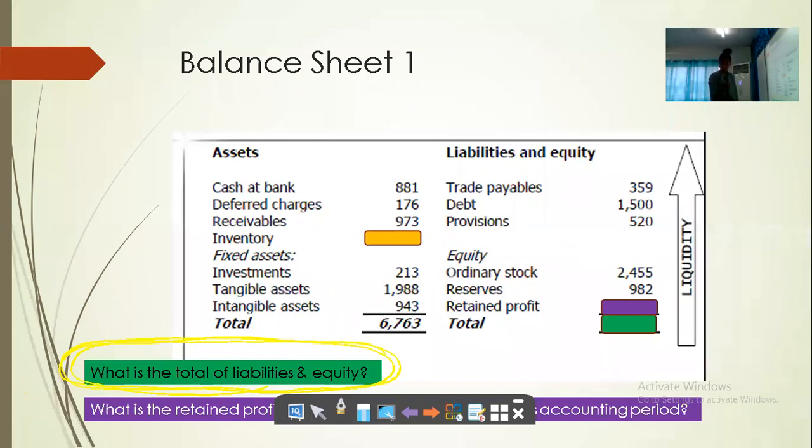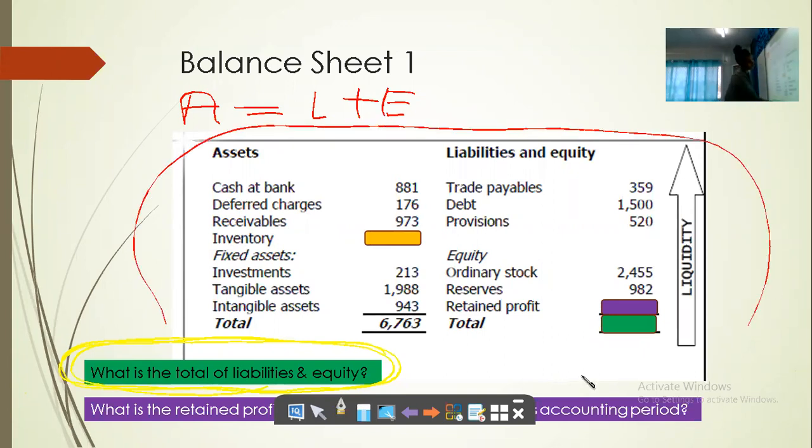Yes, madam. You remember that equation I told you about? The equation: assets equals total liabilities plus total equity. You remember? Yes. So, if assets equals liability and equity, this is supposed to be plus. So what's the answer? Total liabilities plus the equity.